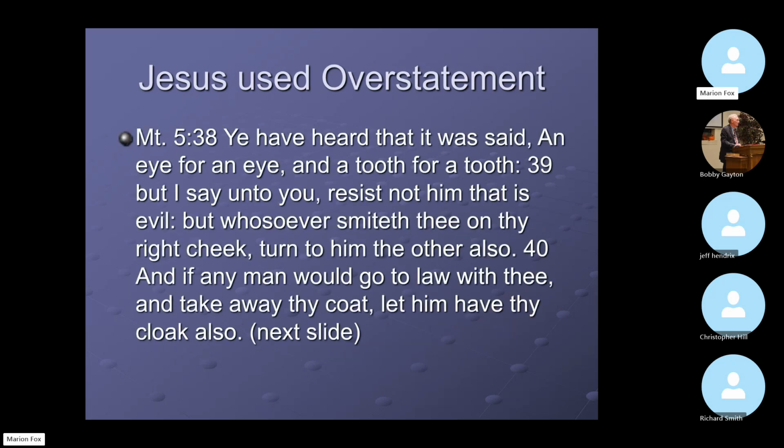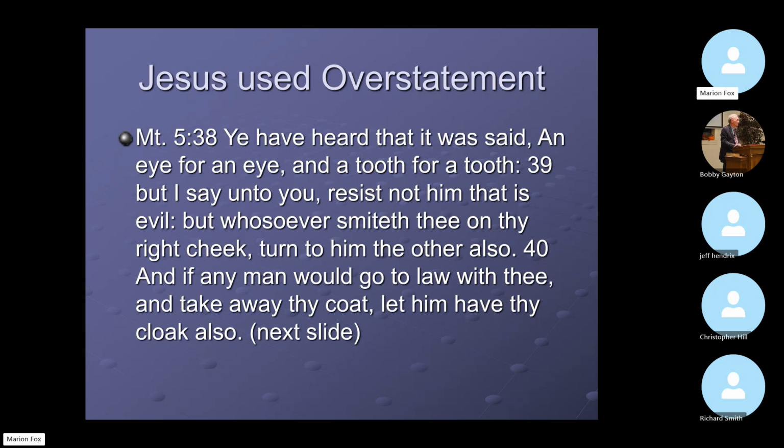Back to Matthew 5:37. And you have heard that it was said, an eye for an eye and a tooth for a tooth, in the Sermon on the Mount. But I say unto you, resist not him that is evil, but whosoever smiteth thee on thy right cheek, turn to him the other also. If a man would go to law with thee and take away thy coat, let him take away thy cloak also. So right here we get a little bit of overstatement.